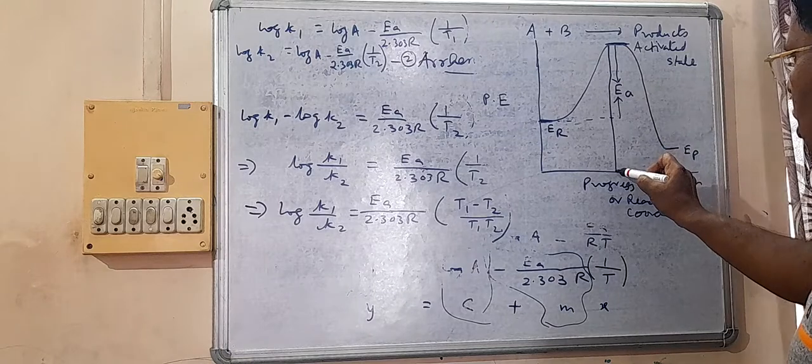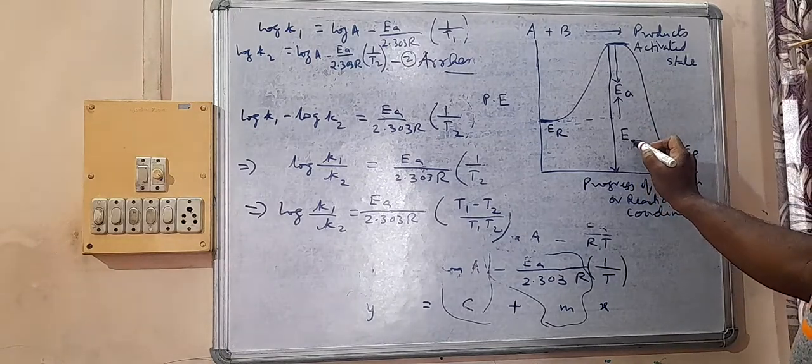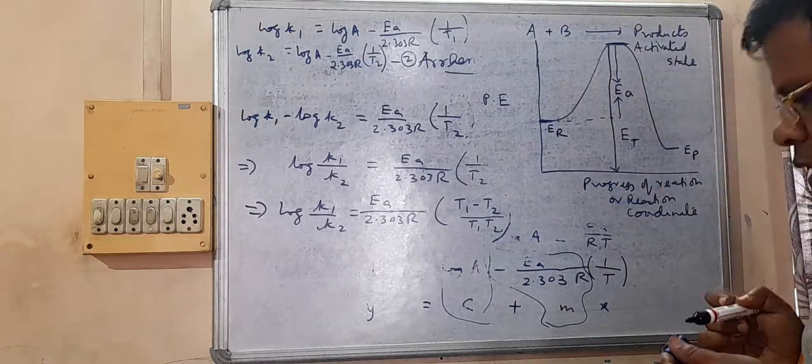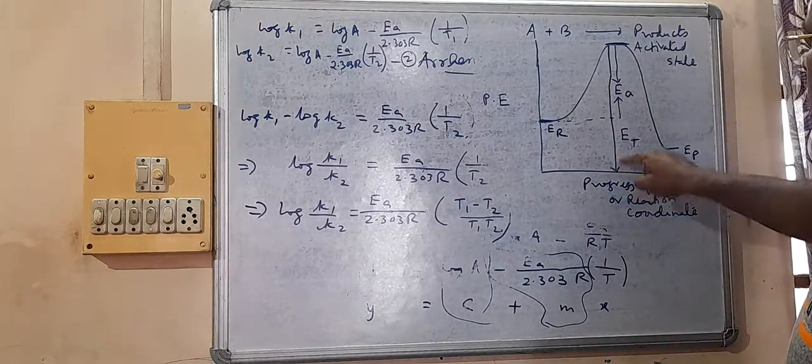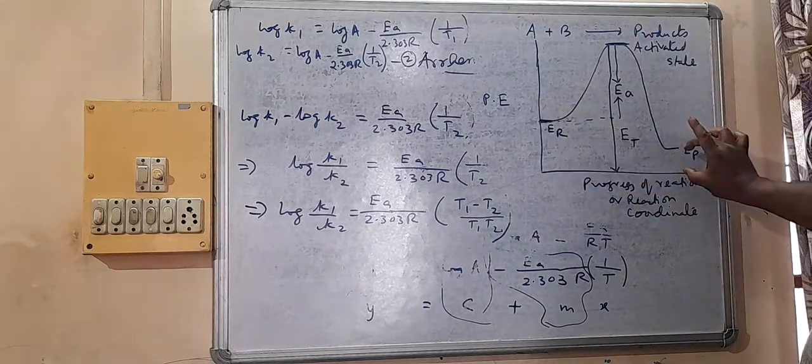There is another term that I can tell you here: the energy from here till here is called the threshold energy. So this from here to here is the threshold energy. This is activation energy. This is the energy of the reactants. This is the energy of the products.